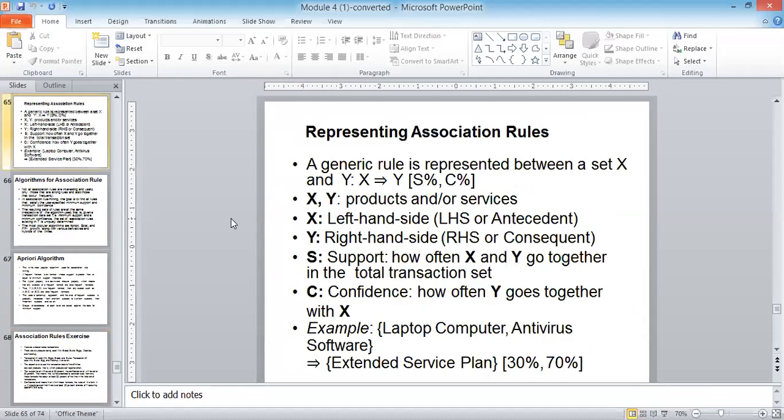We are going to have a generic rule: if we have a set of x and y, we are going to find the support and confidence between the data present between x and y. Here x, y are the products or services, x is on the left-hand side and y is on the right-hand side. S stands for support, which I already told you: how often x and y occur together out of the total transactions. C is confidence: how often y occurs together with x.